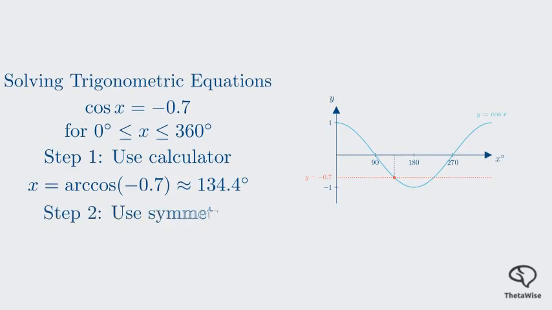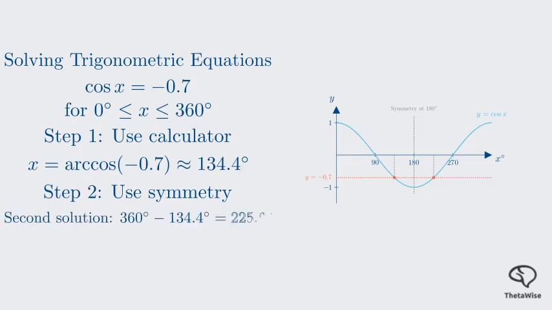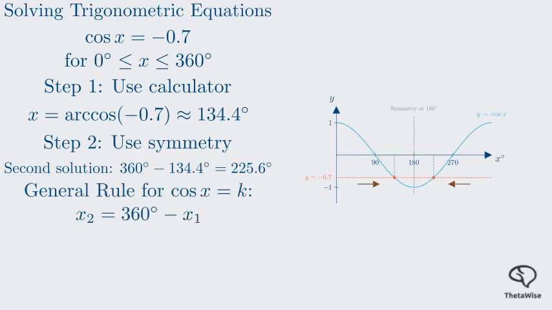However, the graph clearly shows another intersection point later on. Because the cosine graph is symmetrical about the 180-degree line, we can find the second solution by subtracting our first answer from 360. This gives us 225.6 degrees. So, for cosine, the general rule to find the second solution within the first 360 degrees is to subtract your calculator's answer from 360. Take a moment to look at the graph and see how that symmetry works.